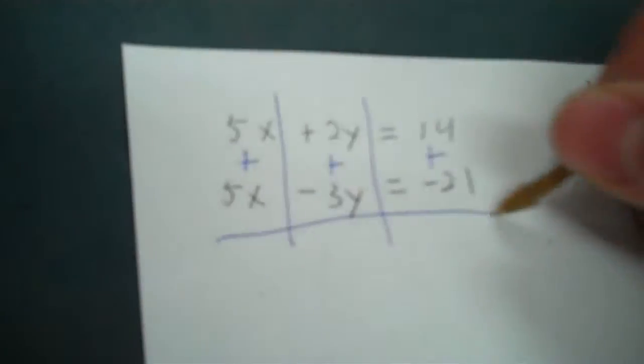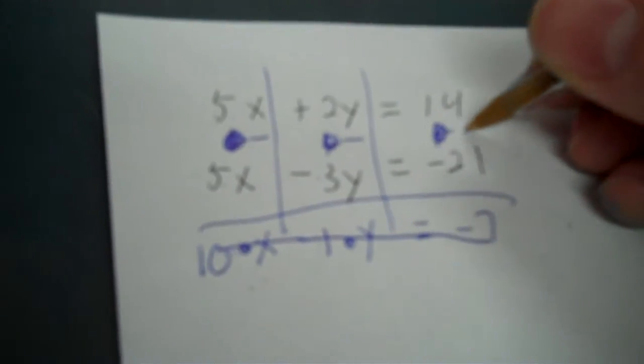Next problem. 5x plus 2y equals 14, and then we have 5x minus 3y equals negative 21. So I start with pluses and see if that will work. Not guaranteed. 5 plus 5 is 10. And I take 2 plus negative 3, it's going to be negative 1. So I don't think this is going to work. And 14 plus negative 21 is negative 7. So clearly that doesn't work because we don't have 0.